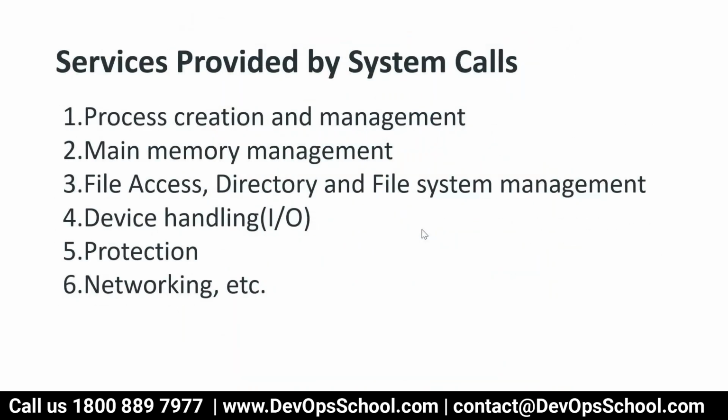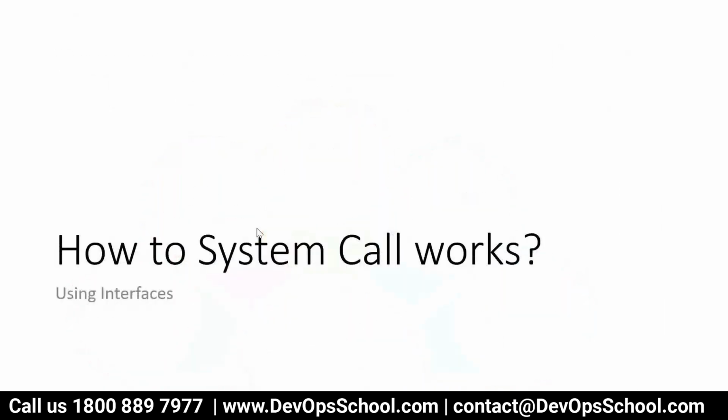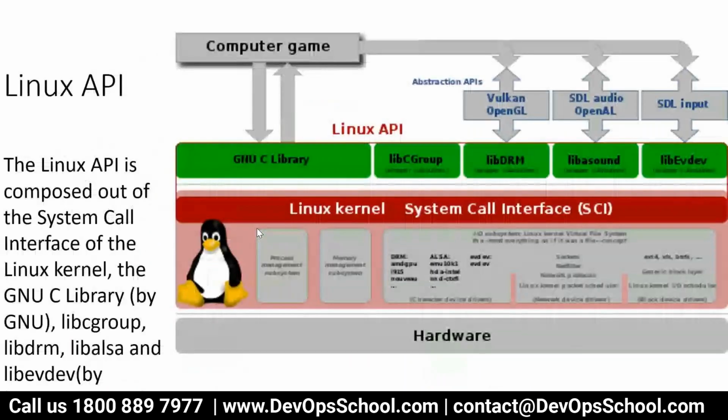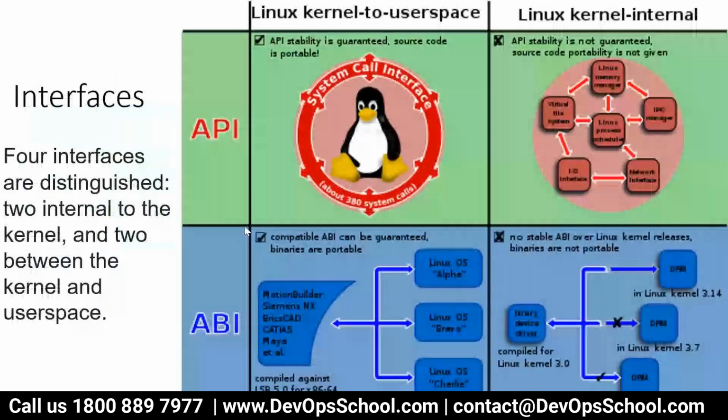These are the services provided by system calls: process creation and management, memory management, meaning you want to have memory for it, file access and directory and file system management, input and output protection, and networking. Okay, so these are the different types of system calls. I'll just ignore it. And some of the ABI, API, and all, conceptually internal to the kernel, I'm ignoring it right now.